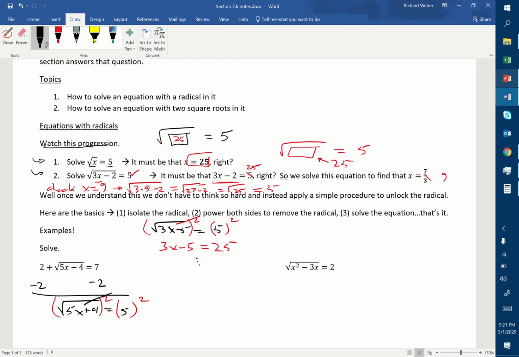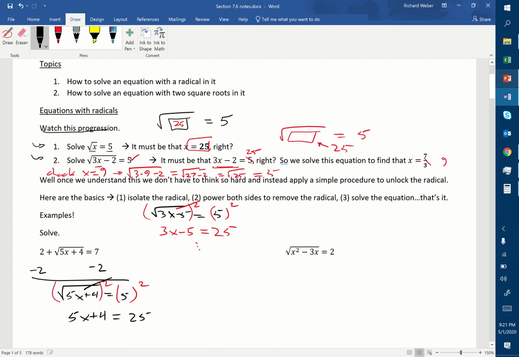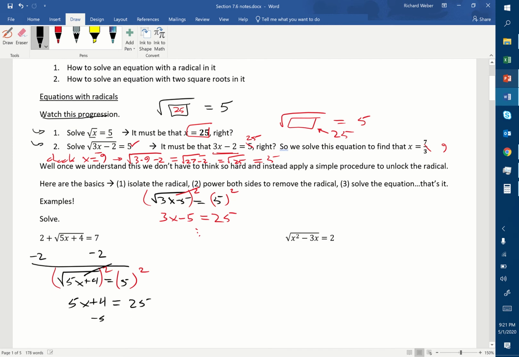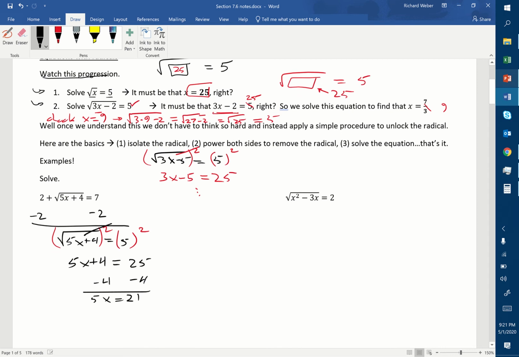They break apart, they release the 5x plus 4 from their prison, but over here the price is you got to square that side. And the rest of the way we're solving. 5x is equal to 21. Divide by 5. You may not like the look of the answer, but that's a true answer. It's 21 divided by 5.